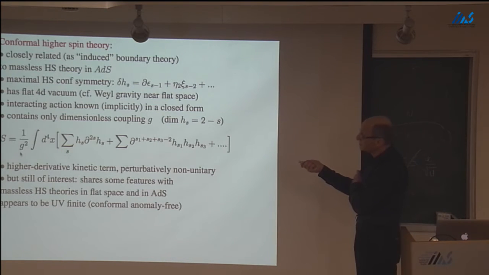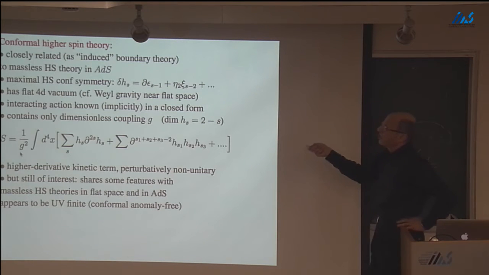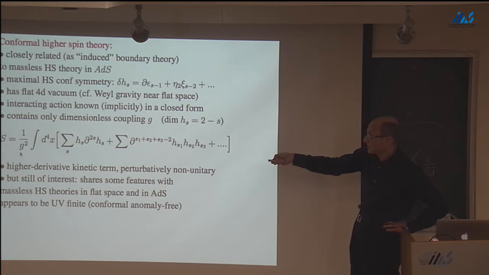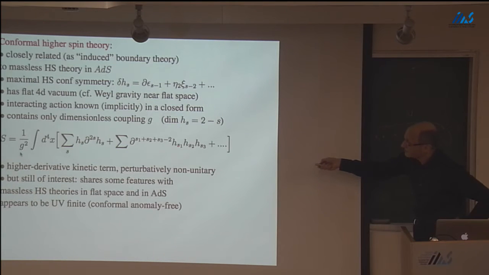That is what is called conformal high-spin theory. In some sense, it can be viewed as an induced theory at the boundary. Why it's interesting: it has the maximal possible symmetry, which one could imagine as a kind of high-spin generalization of conformal symmetry, where you have derivative gauge symmetry plus you subtract traces. So it's like Weyl gravity, having both diffeomorphisms and Weyl symmetry. Here there's only one coupling. It's a conformal theory, so there's a coupling in front of the action. There is no scale, so the derivatives in the vertices are all fixed, just by the dimensions of this field h_s, which has dimension 2 minus s in 4 dimensions.